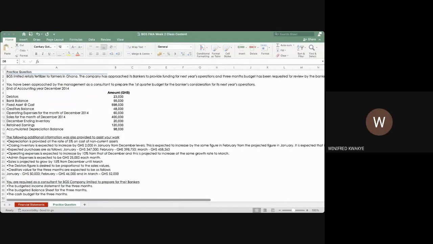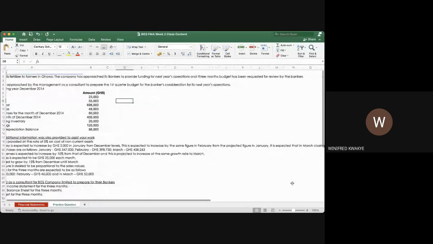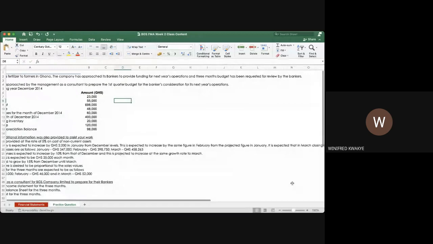Okay, so BGS Limited retail fertilizer to farmers in Ghana. The company has approached its bankers to provide funding for the next year's operation.